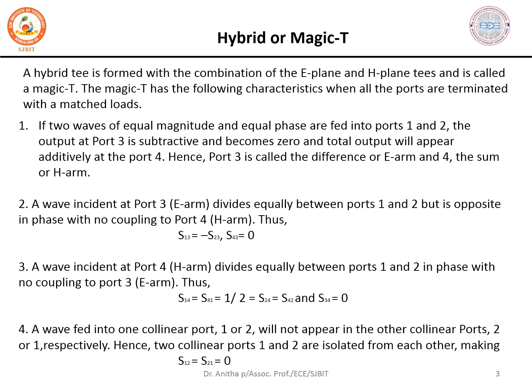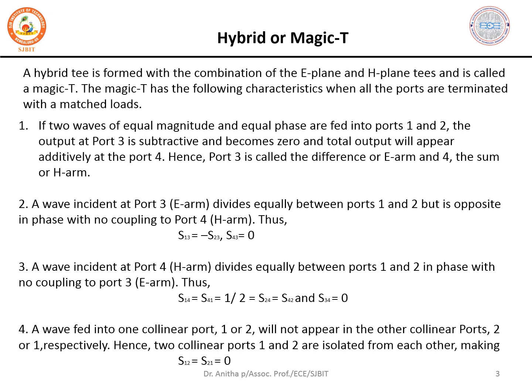You look at Magic T, or we also call it a hybrid T. It is formed by combining the E and H plane T's. So that's the reason why I call it a Magic T. The Magic T has the following characteristics, with all the ports terminated with the matched loads. All ports are terminated with matched loads. It's an important one, indicating that the diagonal components of the S matrix will become 0. All ports are terminated with a perfectly matched load.